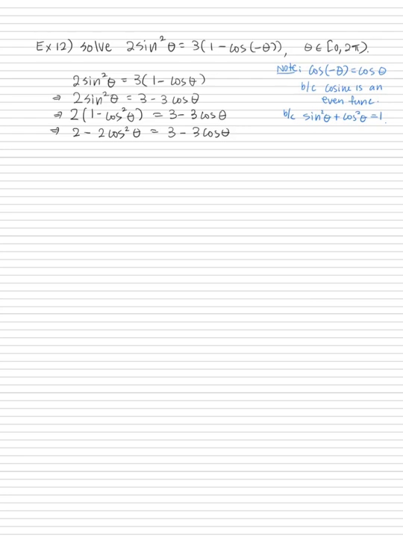Okay, now let's subtract 2 from both sides. And what do we got? We have negative 2 cosine squared of theta equals 1 minus 3 cosine of theta. Now let's bring 1 and minus 3 cosine of theta to the left hand side by subtracting 1 and adding 3 cosine of theta. Then we get negative 2 cosine squared of theta plus 3 cosine of theta minus 1 equals 0.